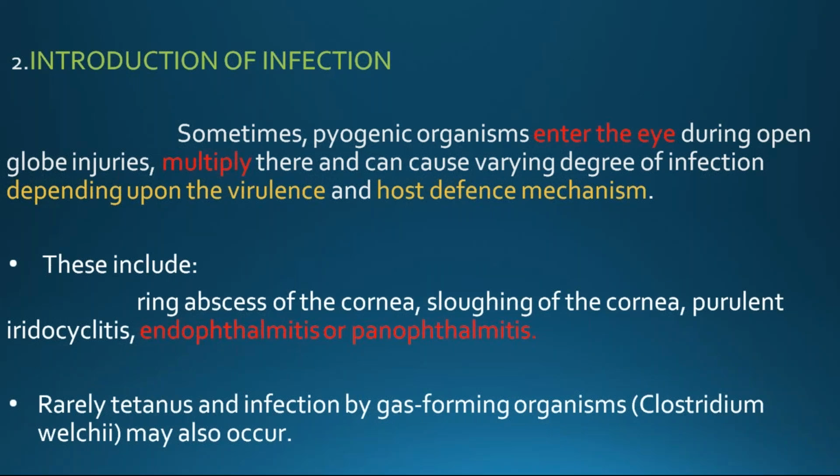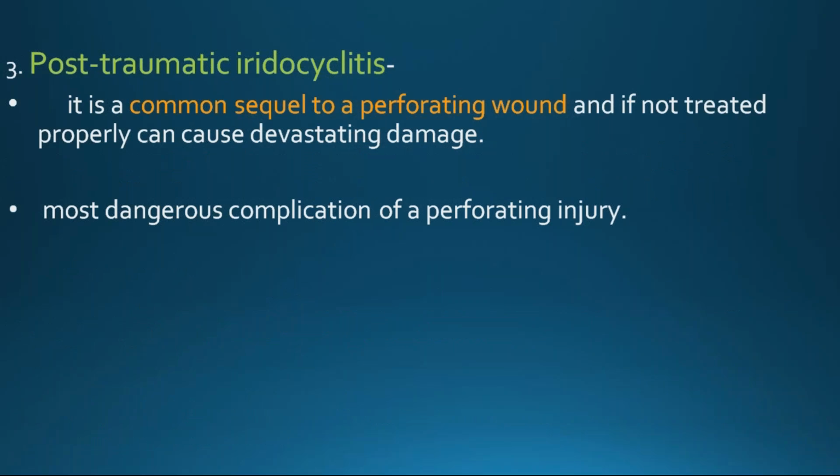For endophthalmitis, initially you should give intravitreal injections, vancomycin and ceftazidime. If there is no response to intravitreal injections, then you have to go for vitrectomy. That is the treatment of endophthalmitis.